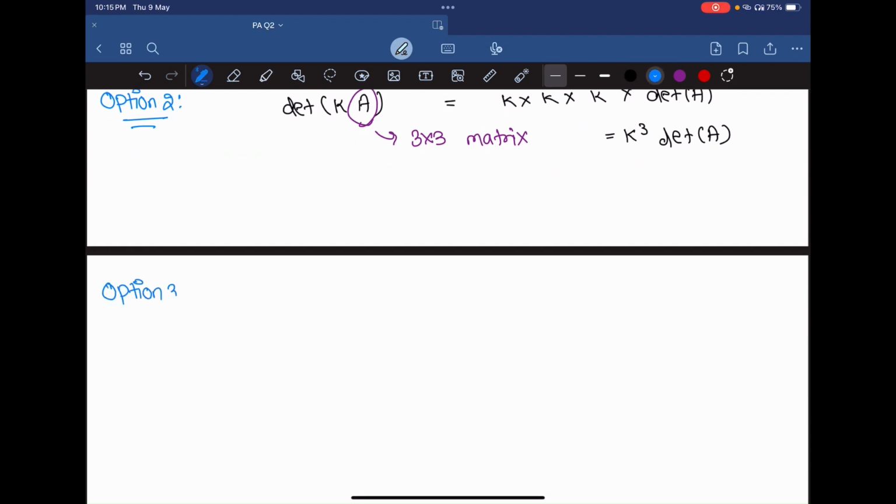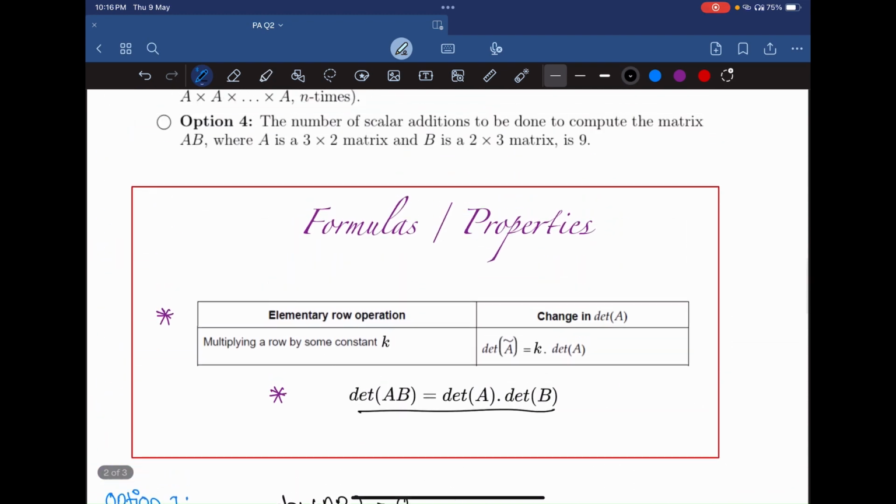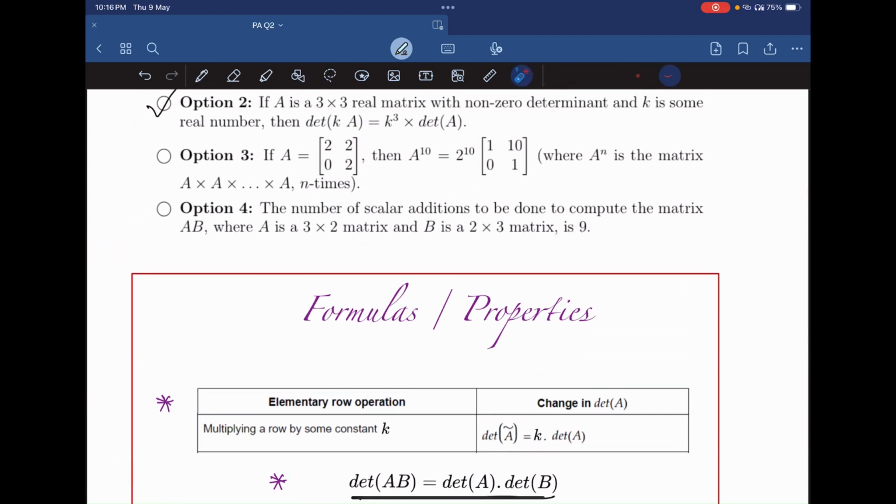Option 3, A is equal to 2, 0, 2. Let's write it with black pen. 2, 2, 0, 2. Okay, so we are given this matrix. Then we have to check whether, if we multiply this matrix A by itself 10 times, that is A into A 10 times like this, we are going to get this matrix or not. So let's try finding it out.